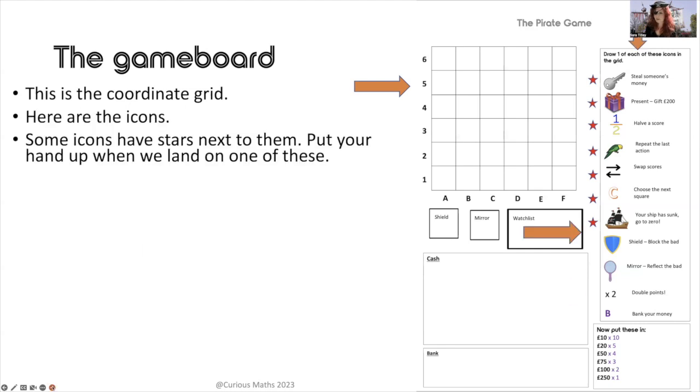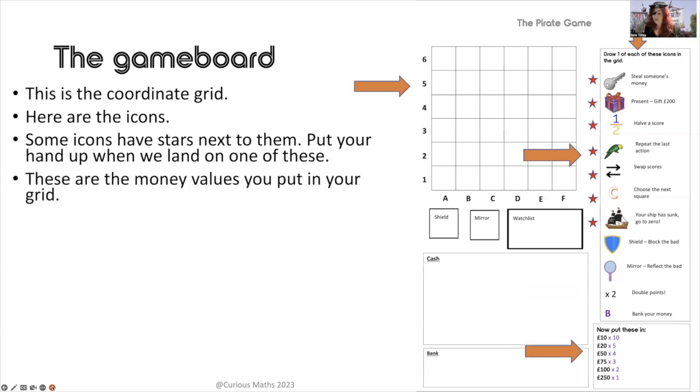So some of the icons have stars next to them, and that's really important to explain to the children. Because if I call a coordinate which has an icon with a star next to it, then they have to put their hand up. And the reason they have to put their hand up is because this has an action attached to it and it may affect, or well, it will affect some other children in the room.